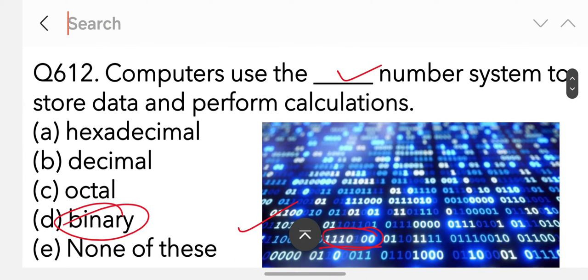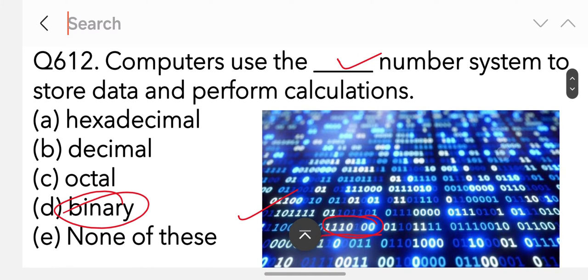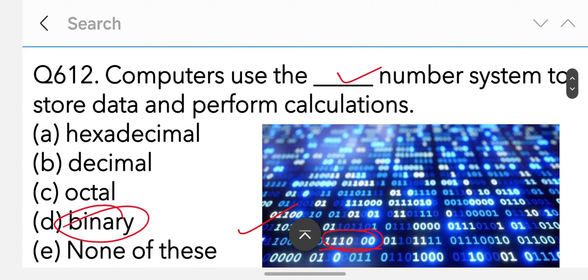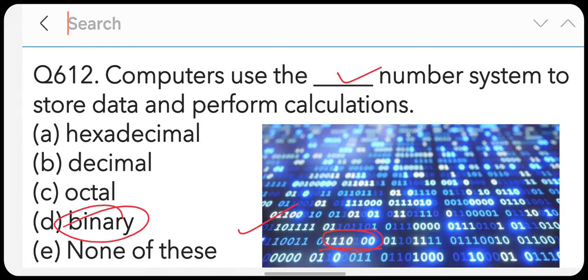Next question. Computers use the dash number system to store data and perform calculations. A, hexadecimal; B, decimal; C, octal; D, binary; E, none of these. The right answer is option D, binary.